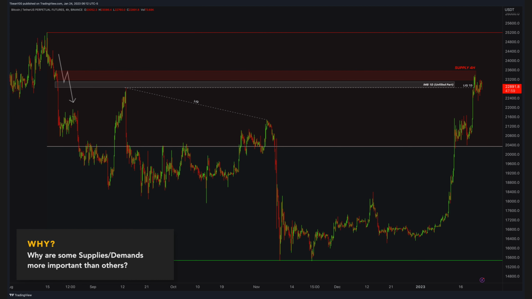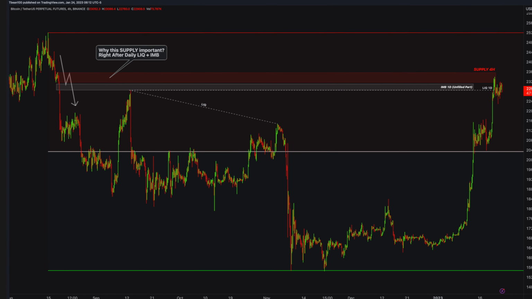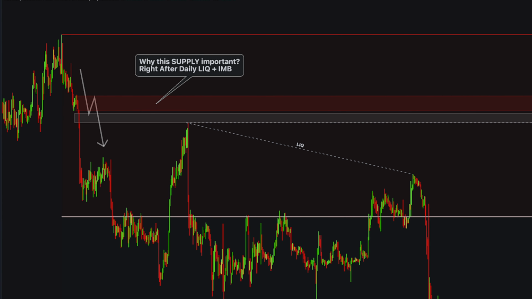However, I can find hundreds of drop base drop areas in any chart. Why is this so important? This supply area is extremely important because it is the first significant supply area right after daily liquidity and imbalance. So this could be the first struggle area, the reaction area, after the imbalance is filled and daily liquidity is hunted. This is where I should be looking for a trade.